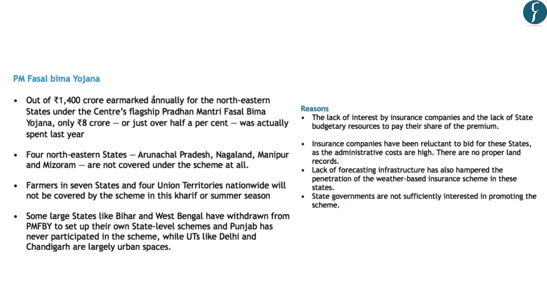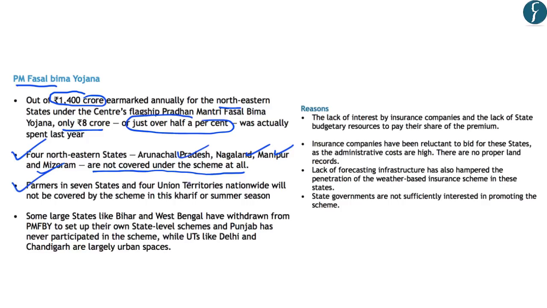Fasal Bima Yojana. So regarding the Pradhan Mantri Fasal Bima Yojana, you should note that out of the rupees 1400 crore which have been allotted to the northeastern states, only about 8 crore rupees have been spent, which amounts to only 0.5%. Besides, 4 northeastern states, Arunachal Pradesh, Nagaland, Manipur and Mizoram, are not covered under the scheme at all. Further, the farmers in 7 states and 4 union territories nationwide will not be covered in the upcoming Kharif season.